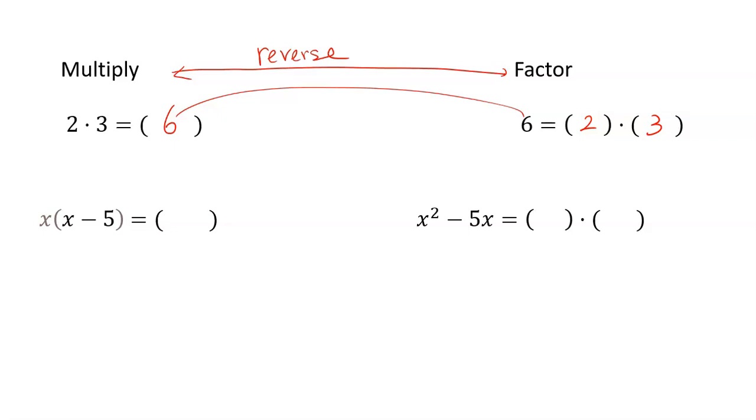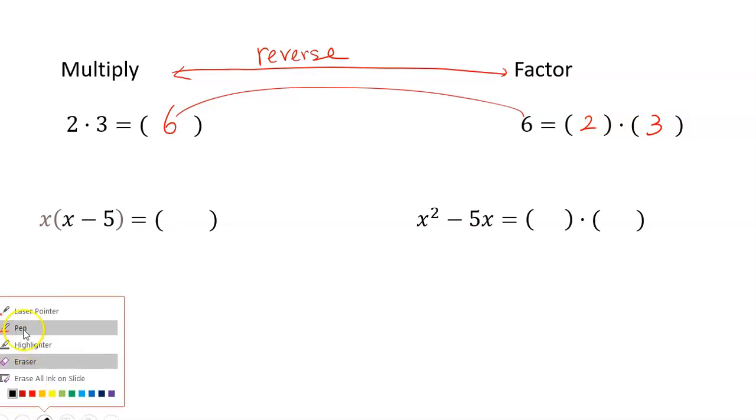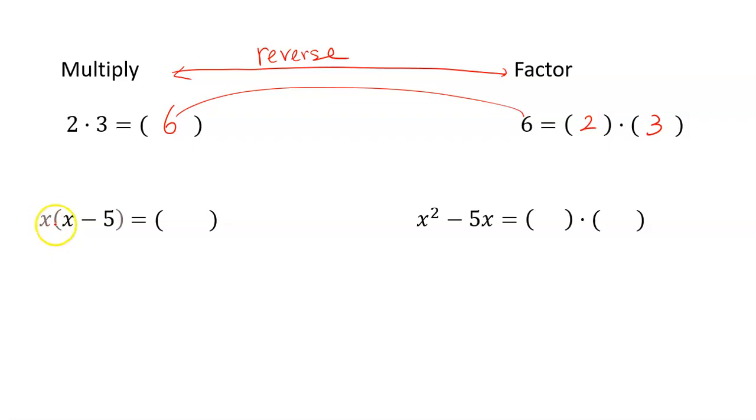So again, these are two types of questions. A problem we did previously is if we are given x times parentheses of x minus 5, we know that in order to get rid of the parentheses, we have to distribute what is outside the parentheses, which is x. So we're going to do x times x, which is x squared. And then we're going to do x times negative 5, and we get negative 5x. Usually we like to put numbers before the variables. So that would be the answer, x squared minus 5x.